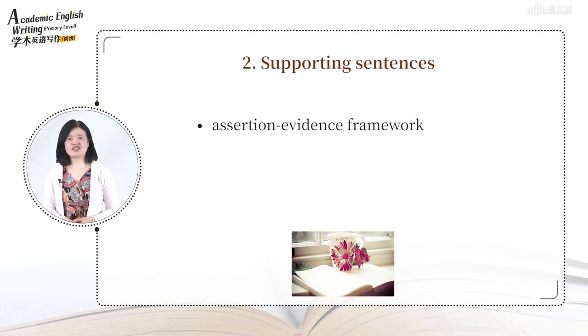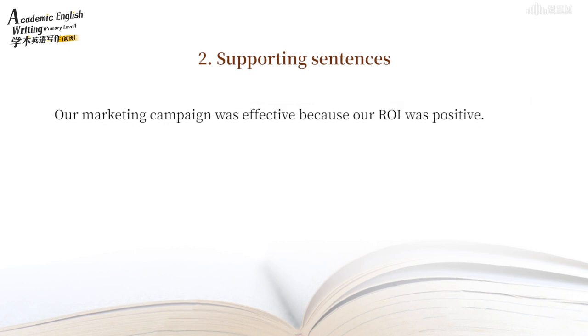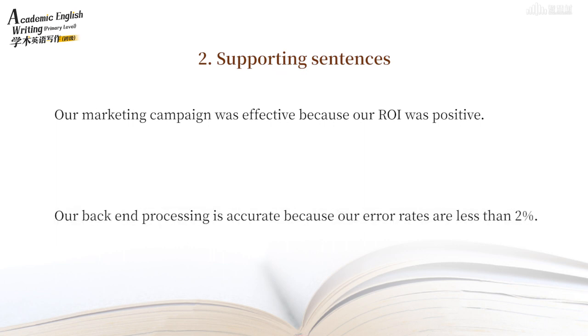We make our assertion or claim in the topic sentence and use supporting sentences to explain or prove the topic sentence. To understand the assertion evidence framework, let's look at the following two sentences. 1. Our marketing campaign was effective because our ROI was positive. 2. Our backend processing is accurate because our error rates are less than 2%.